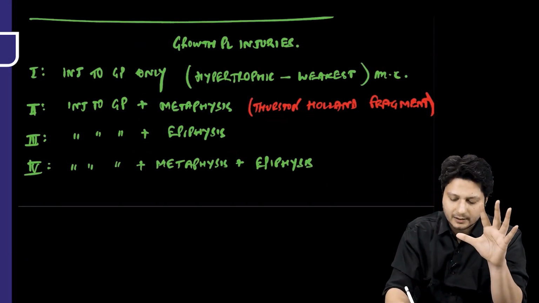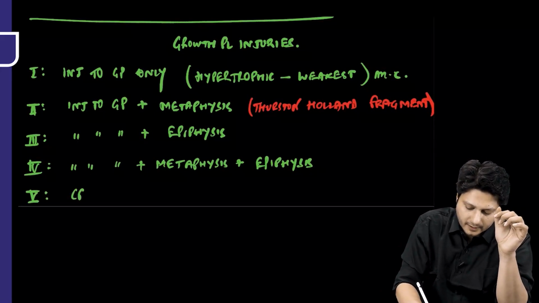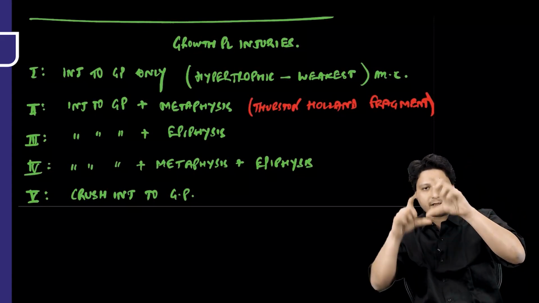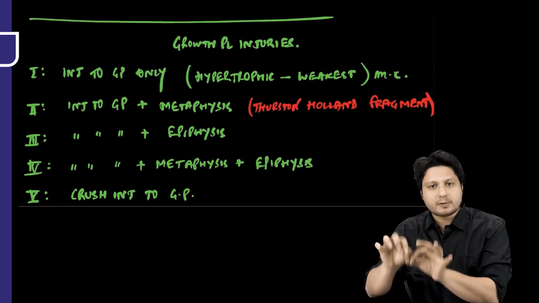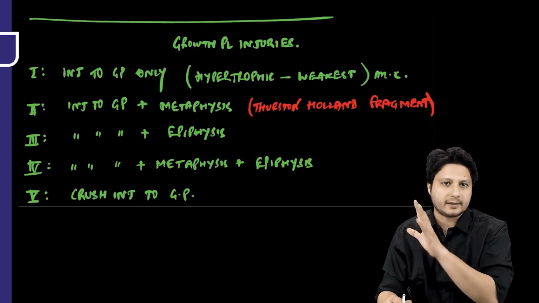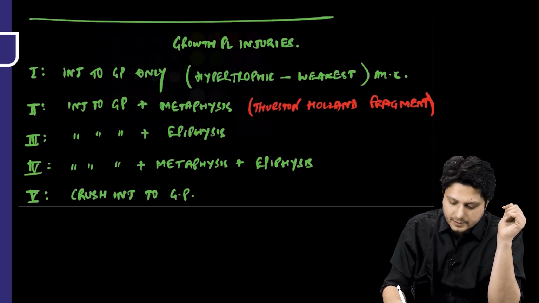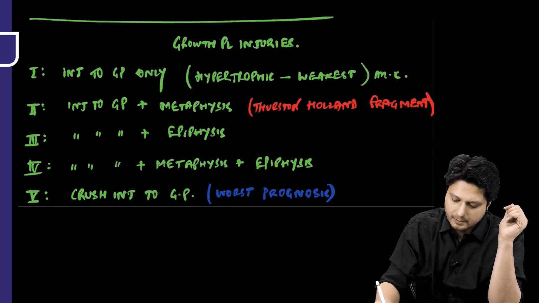But there is an additional type 5 injury to the growth plate also. And what is that? The type 5 injury is a crush injury to the growth plate. That means the growth plate gets crushed in between the epiphyseal and the metaphyseal fragment. And this is considered to have the worst prognostic outcome out of the 5 different types of the primarily classified Salter-Harris system of injuries to the growth plate. So type 5 would have the worst prognosis, and type 1 obviously would have the best prognosis.